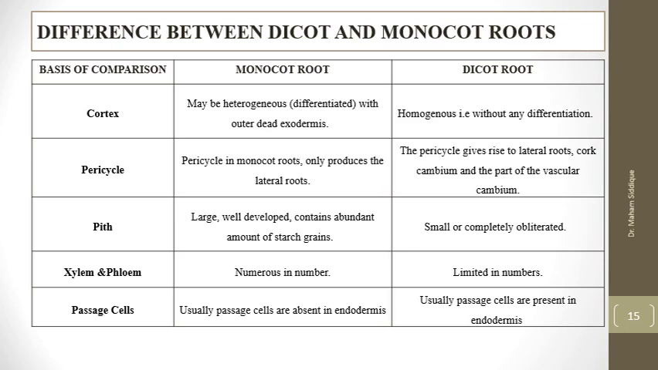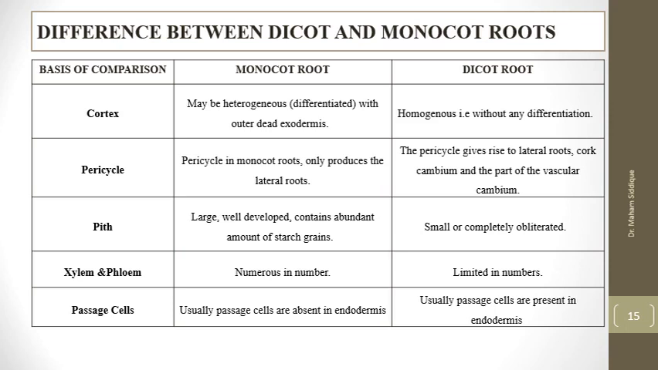Next is pericycle. In monocot root, pericycle only produces lateral roots, while in dicot roots, pericycle gives rise to lateral roots, cork cambium and some parts of the vascular cambium too. Next is pith. In monocot roots, pith is large, well developed, and contains abundant amount of starch grains. While in dicot roots, pith is small or completely obliterated.